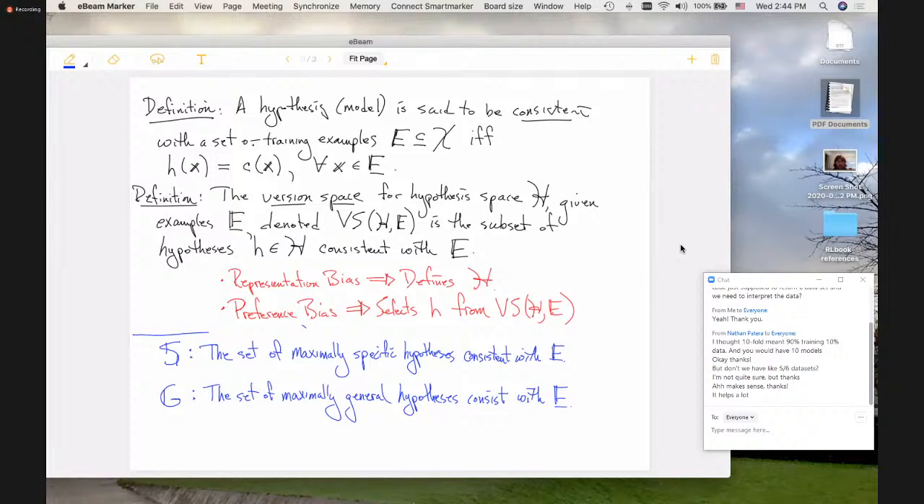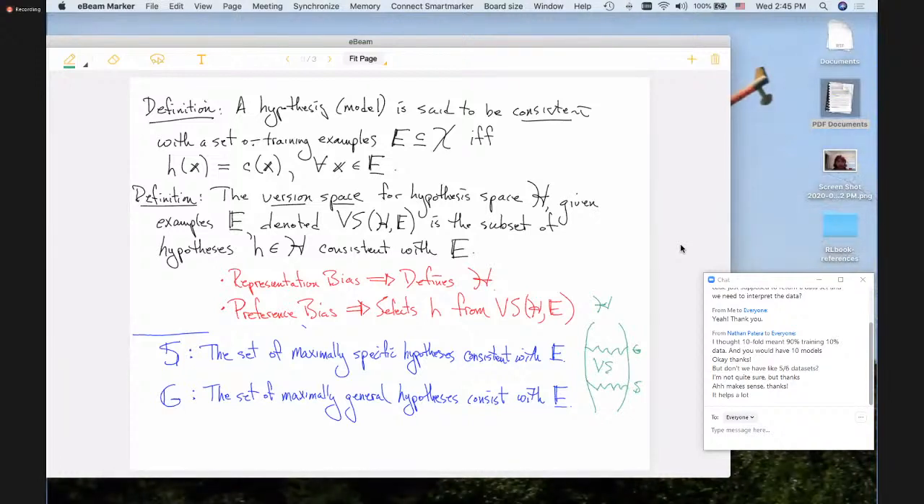So you can almost think of this as, here we have H, the space of possible hypotheses. And here is the set G, and here is the set S. And therefore the version space is everything in between. Okay, any questions about that?